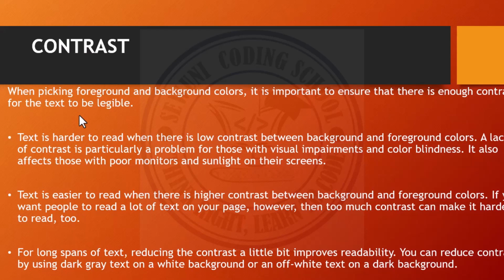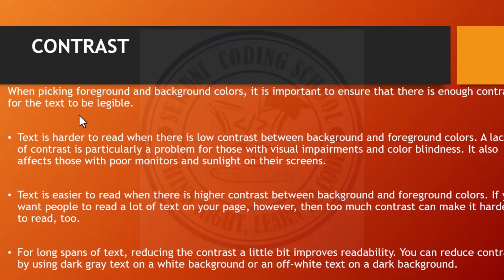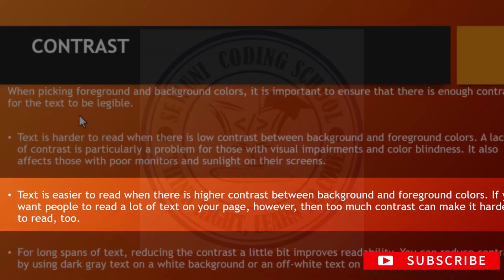Text is harder to read when there's low contrast between the background and the foreground color. A lack of contrast is particularly a problem for those with visual impairment, those who have challenges with their sight, and those who are color blind. It also affects people with poor monitors. They are not able to read whatever is on screen properly. Text is easier to read when there's a higher contrast between the background and the foreground, just like I explained here with my slide using the white and then the black.